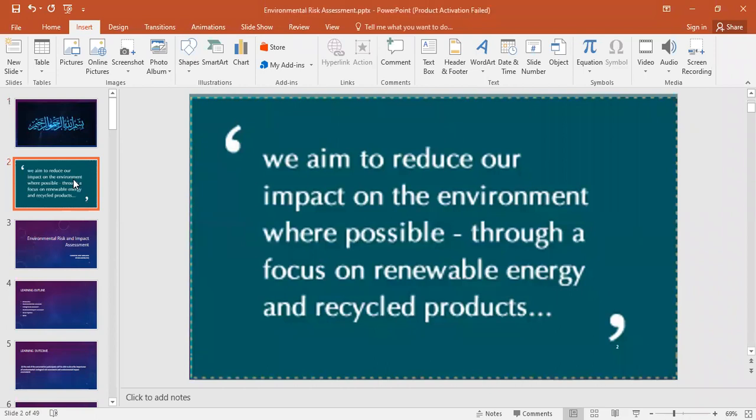We aim to reduce our impact on the environment where possible through a focus on renewable energy and recycled product.